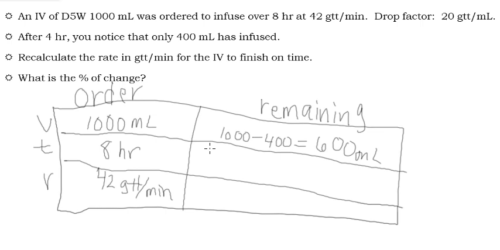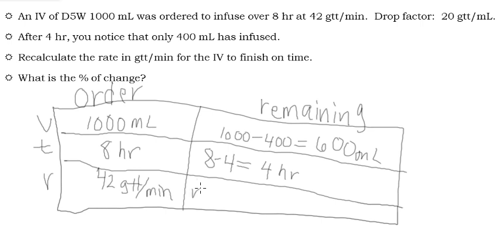To figure out the remaining time, I'll write it out, but you could probably do it in your head. 8 hours total, 4 hours have passed, and so 4 hours remain. To figure out the rate, I'm going to use the formula method. You could also use conversions to calculate this.